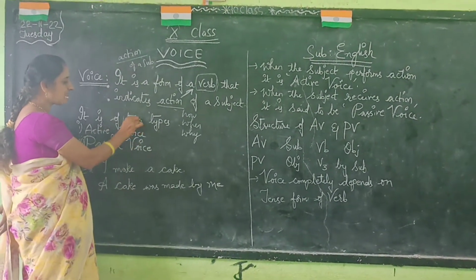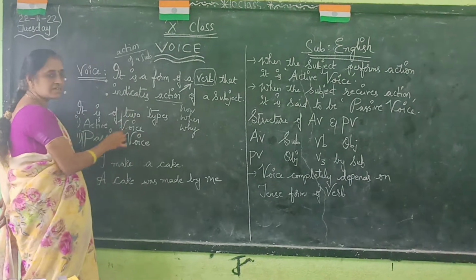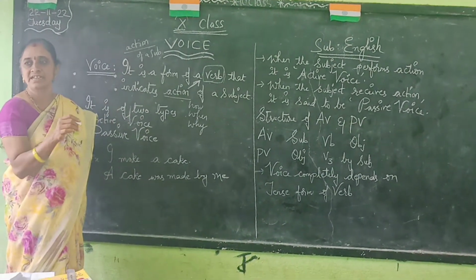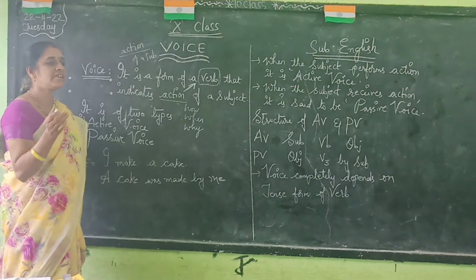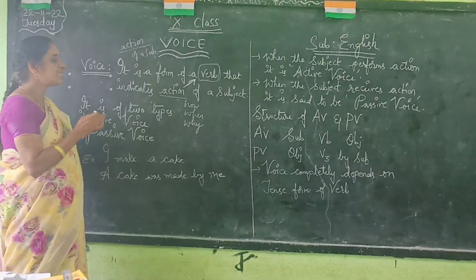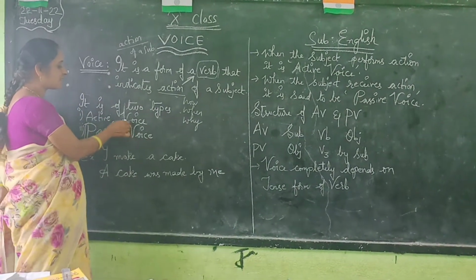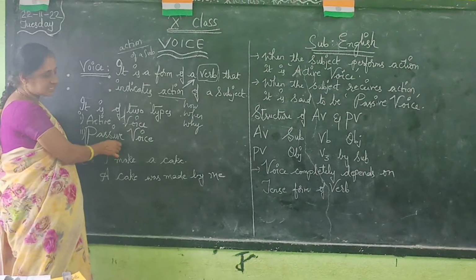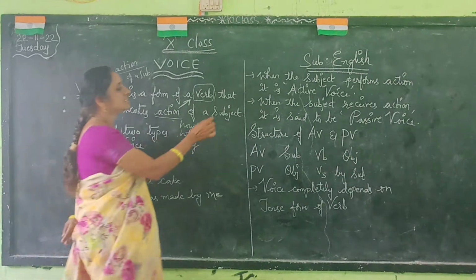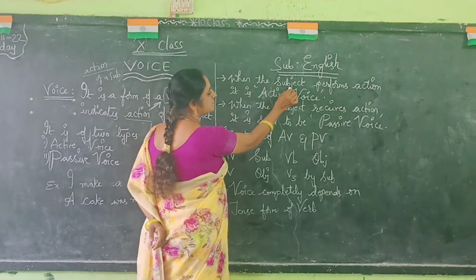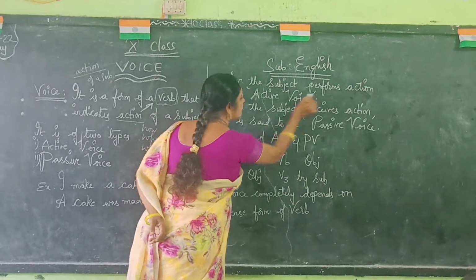In the previous class, direct and indirect speech, we changed the direct sentence to an indirect sentence and we gave one table also. In this also a table is there, to change a sentence from active voice to passive voice. Now, what is active voice? When the subject performs action.